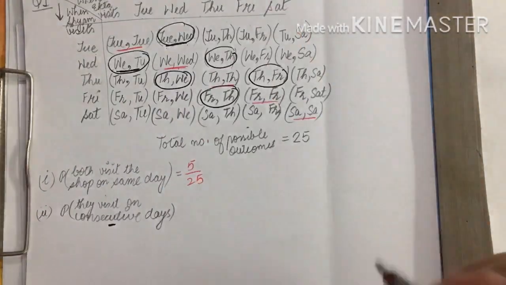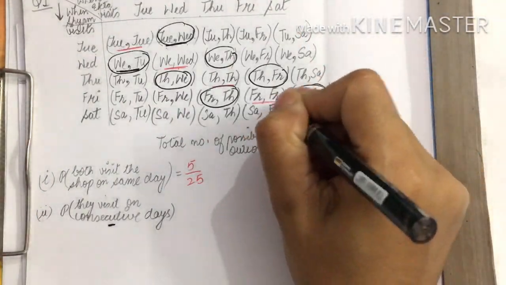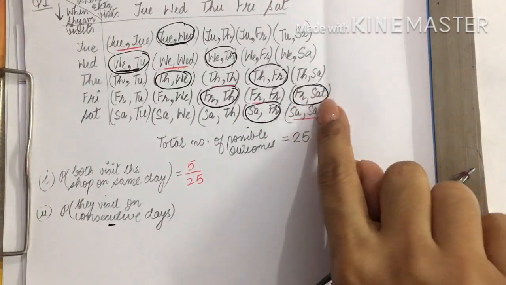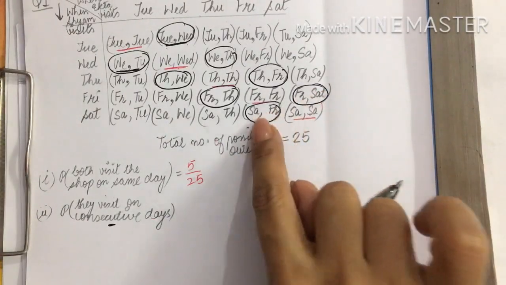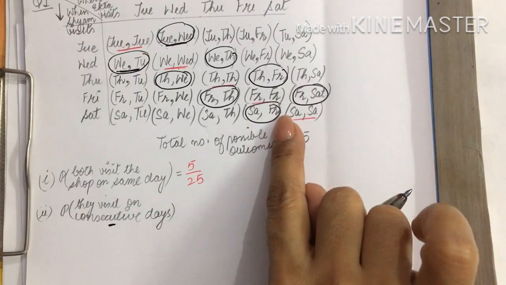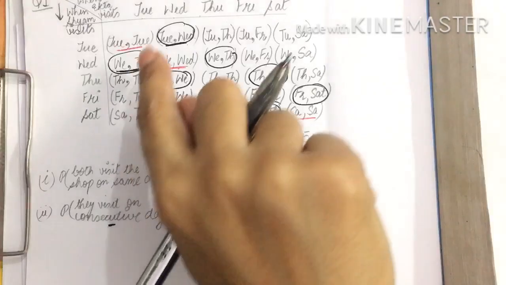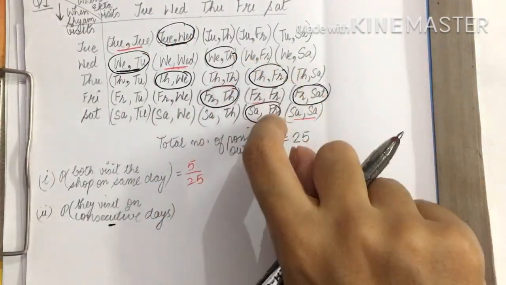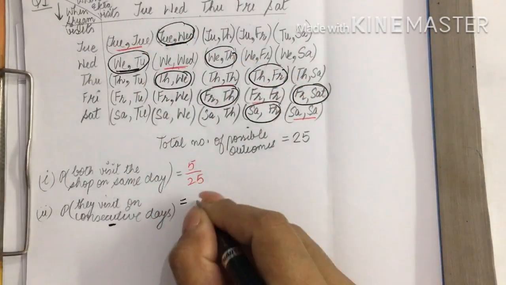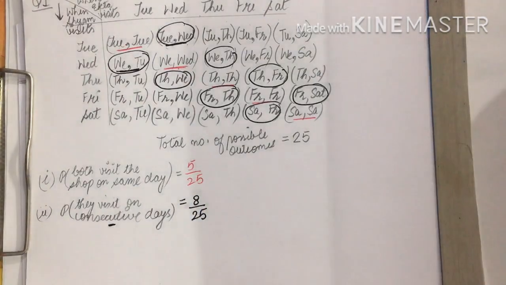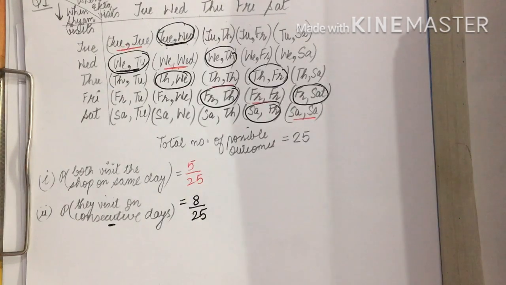Then we have Friday and Saturday. So we have Friday, Saturday, or Saturday, Friday. First person goes on Friday, second visits on Saturday, or first person visits on Saturday, second visits on Friday. So how many such outcomes are there? 1, 2, 3, 4, 5, 6, 7, 8. 8 outcomes are there. 8 out of 25. So there are 8 outcomes which tell us that the customers visited the shop on consecutive days.